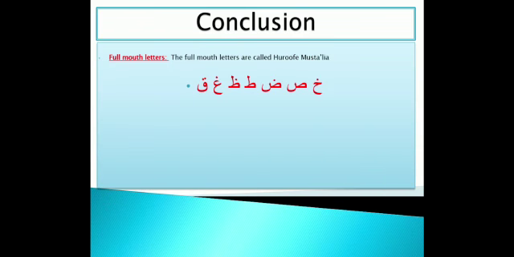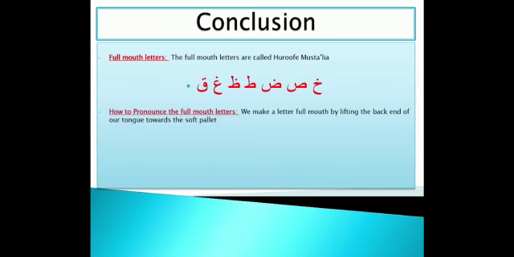So today, in conclusion, what we learned is the full mouth letters. These full mouth letters are called huruf musta'liya. There are 7 huruf musta'liya, which are Kha, Sad, Dad, Ta, Dha, Ghain and Qaf. Again, it was mentioned that we can learn these letters by learning the phrase Khussa Daghtin Qidh.